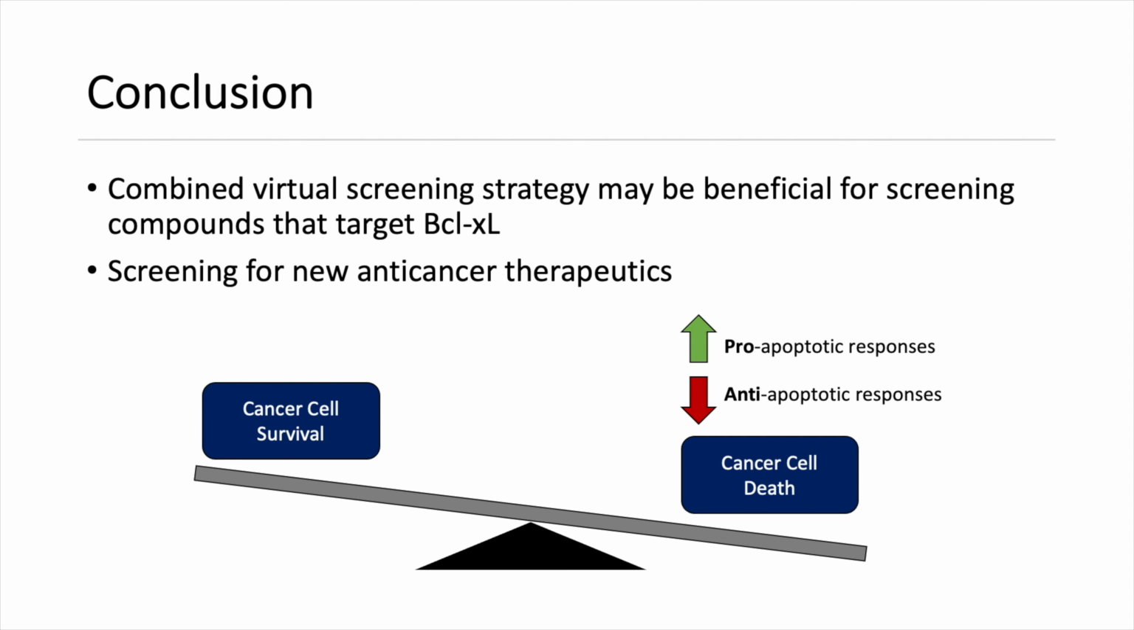To conclude, findings from this project demonstrated that a combined approach involving both structure-based and ligand-based virtual screening methods may be beneficial for identifying new compounds that targets Bcl-xL compared to each method alone. Utilizing this approach may improve the identification of new anti-cancer therapeutics by upregulating pro-apoptotic and downregulating anti-apoptotic responses in cancer cells.